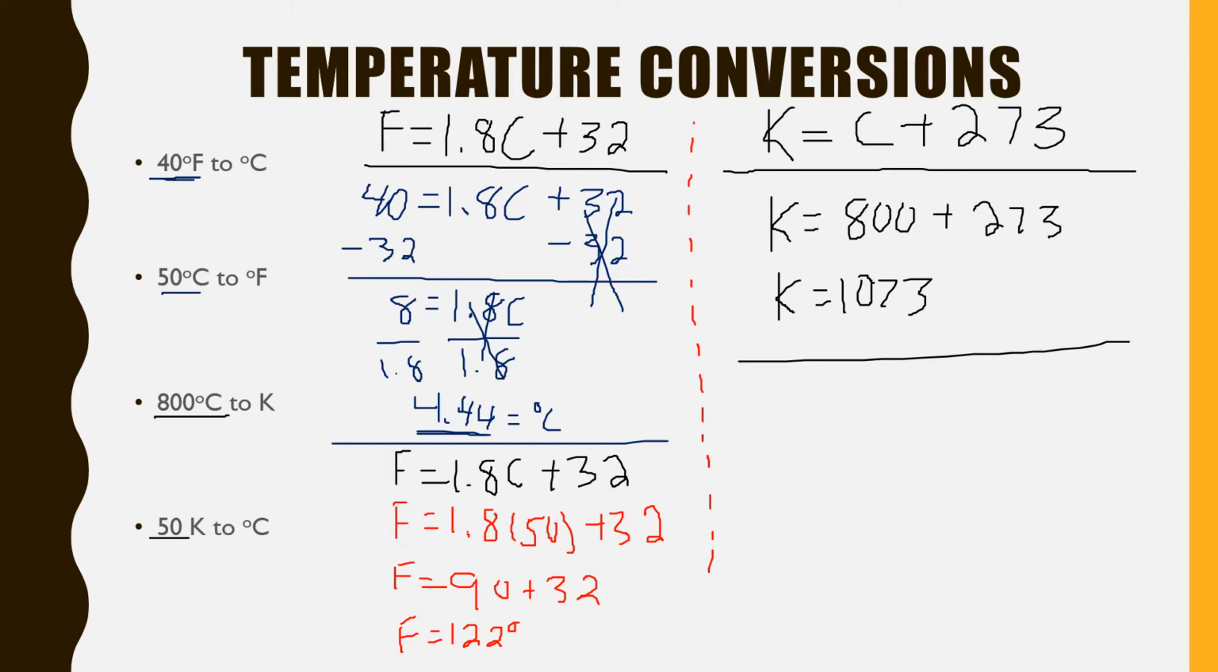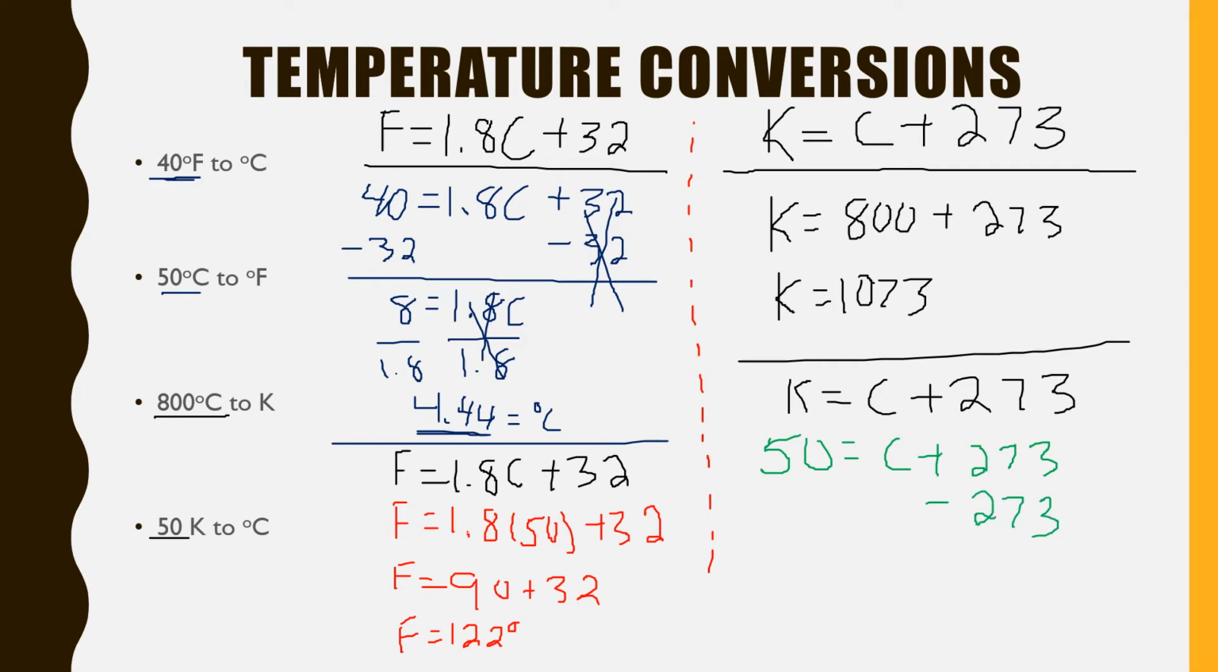But what if I want to go from Kelvin to Celsius? How would that work? Well, let's see. I have K equals C plus 273. It's the same equation. But now what I'm going to do is plug in the 50 K right here. 50 equals C plus 273. I need to get the C by itself, so I'm going to subtract 273 from both sides. This cancels. I'm left with C.